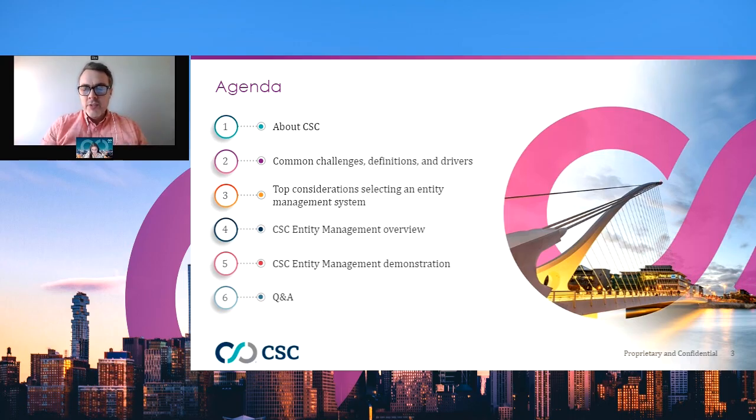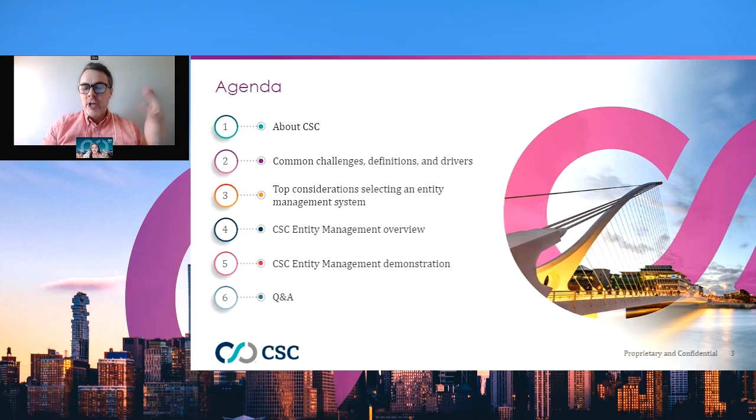Then we'll start to shift into really the heart of the presentation, which is talking about entity management, which is a term that can mean different things to different people. Sometimes people say, I'm interested in entity management, and what they're really talking about is compliance services, maybe for their domestic and or global entities. In this case, spoiler alert, I don't want to take away from Andrea's slides, but we're going to be really talking about software, purpose-built software for managing legal entities.